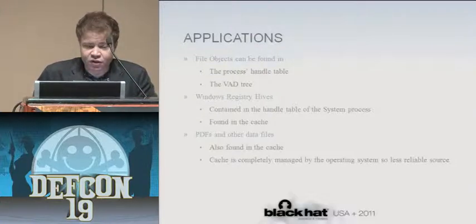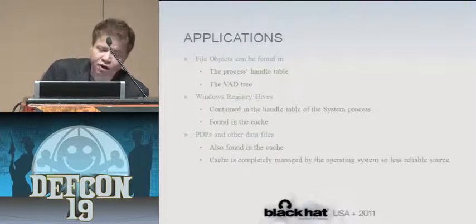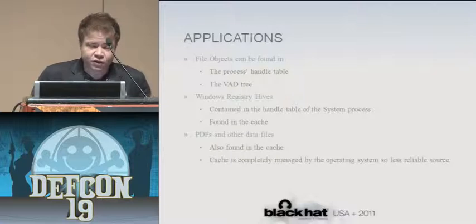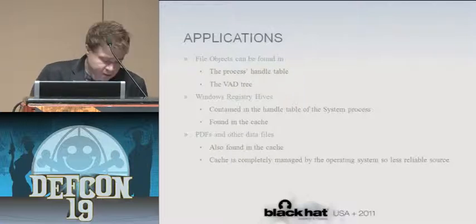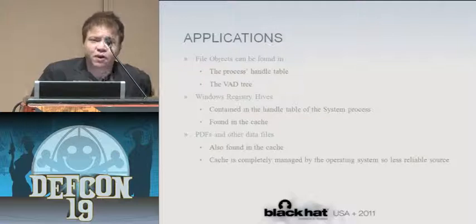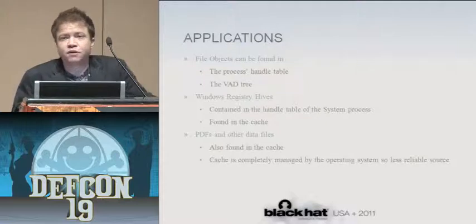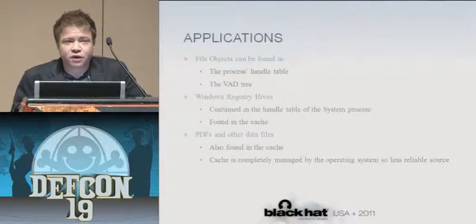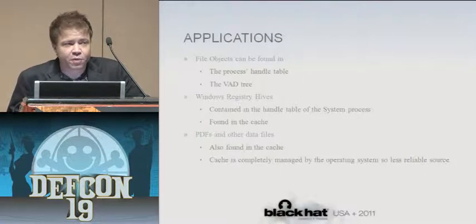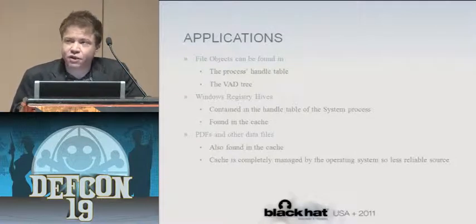Also, PDFs, as I mentioned, are found in the cache. We haven't had a ton of time to research all the things we can get out of the cache. If you're on a Windows XP system, you can get the restore points because it has a handle to a file that is basically keeping the data for the restore points. So you can get that out of memory in some cases. But the caveat for the cache is it's kind of all bets are off. It's hit or miss rather than useful.